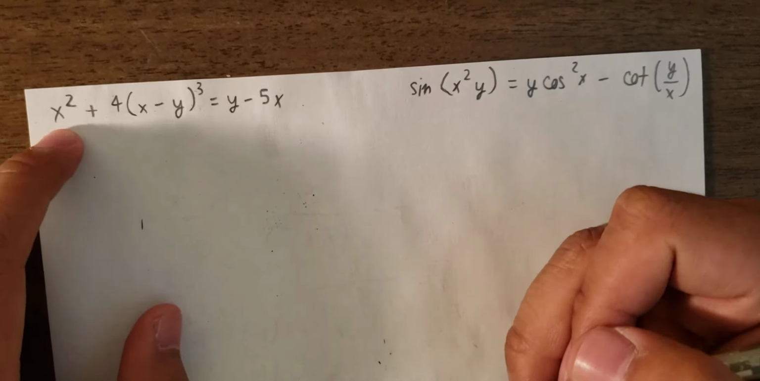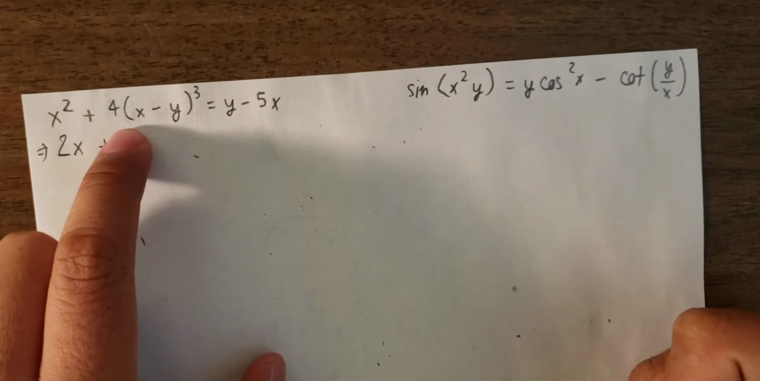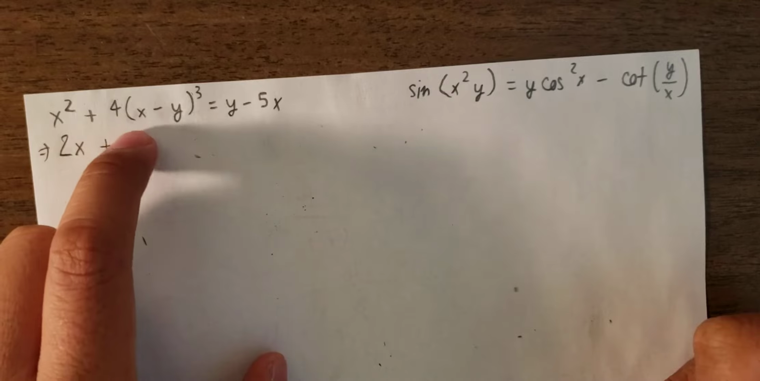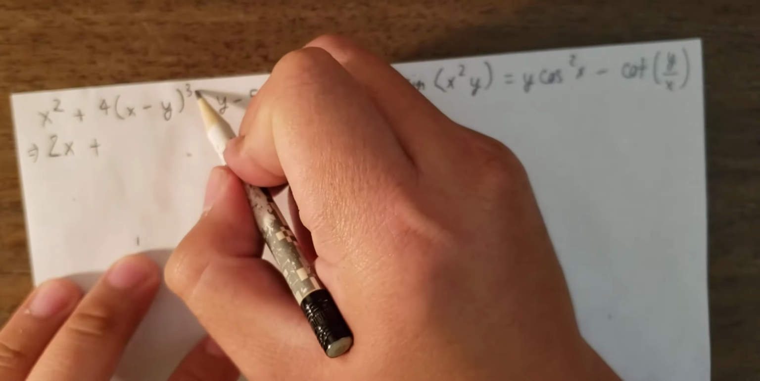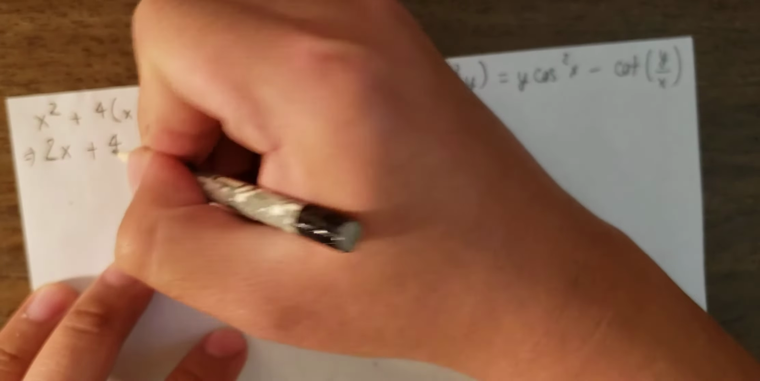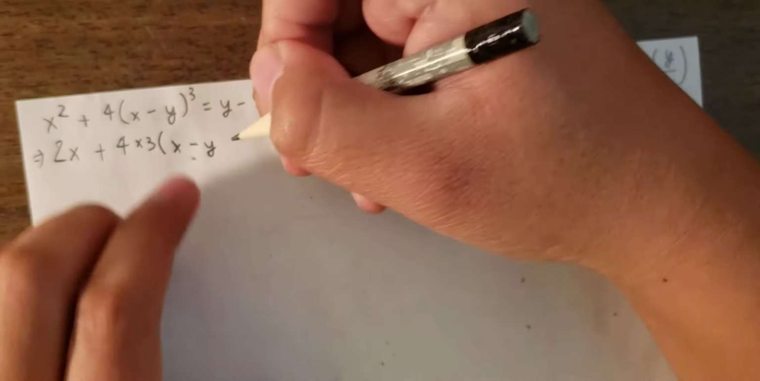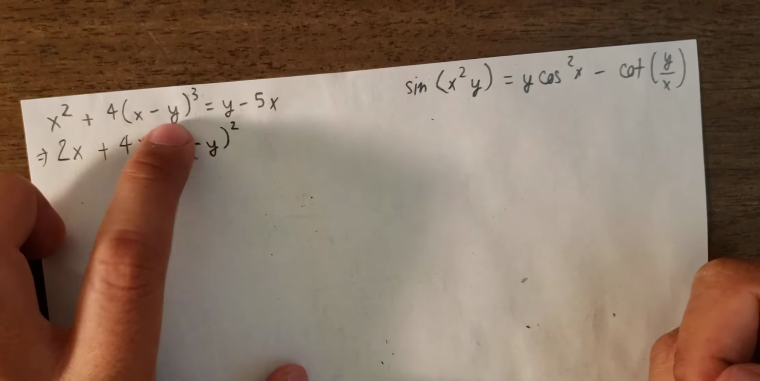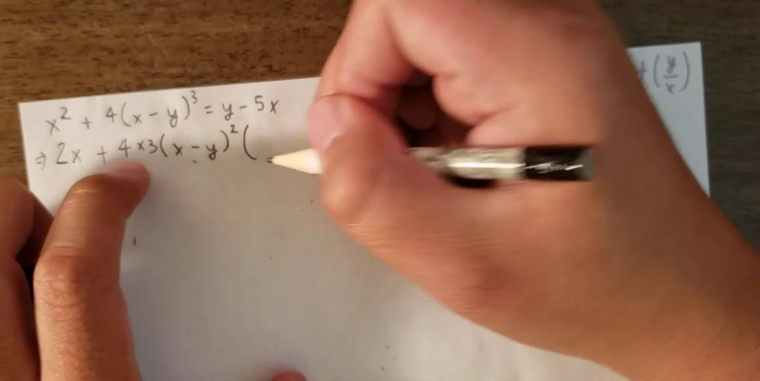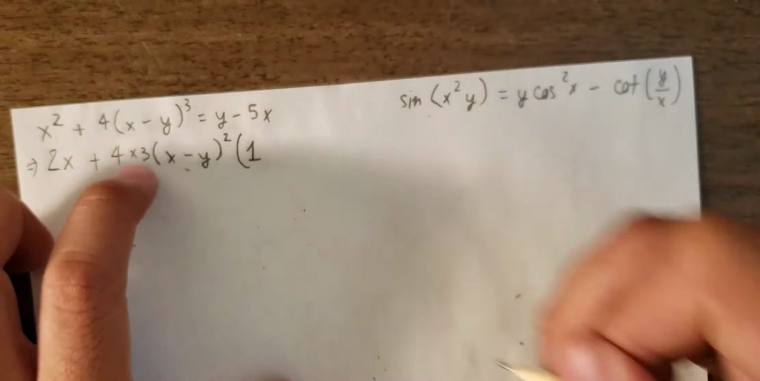First derivative of x power 2, you got about 2x. The next one, first derivative of 4 open the brackets x minus y power 3. So in here we have the power 3, so that we put 4 multiply with number 3 and we keep our x minus y power 2. Inside this one we do first derivative. First derivative of x is about 1.